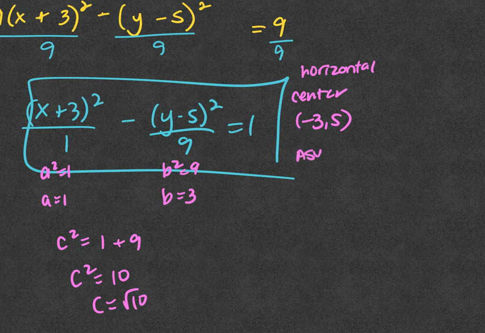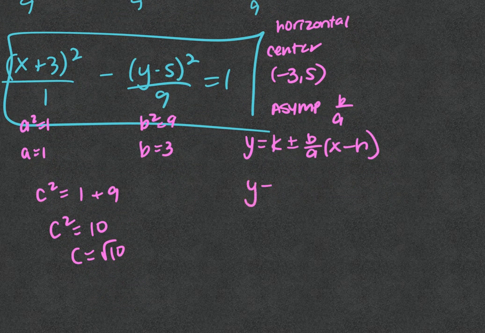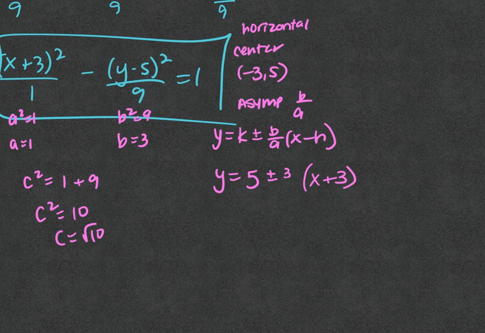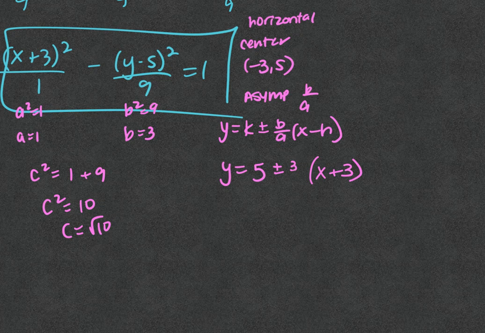And the asymptote, because it's horizontal, is your b over a. y equals k plus and minus b over a times x minus h. So y equals, the k means the y does not change sign, it's 5, plus and minus b over a, 3 over 1, x minus a negative 3 becomes plus 3. And then you just don't need the over 1. That's the equation of your asymptote. And then we go to the graph.